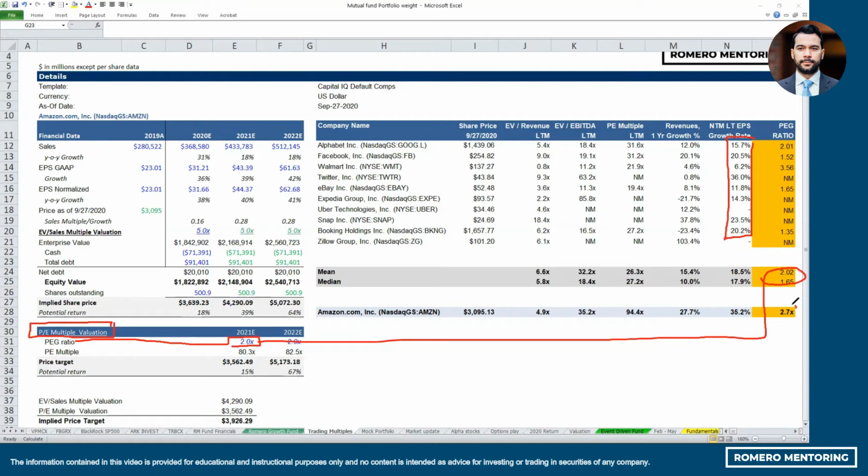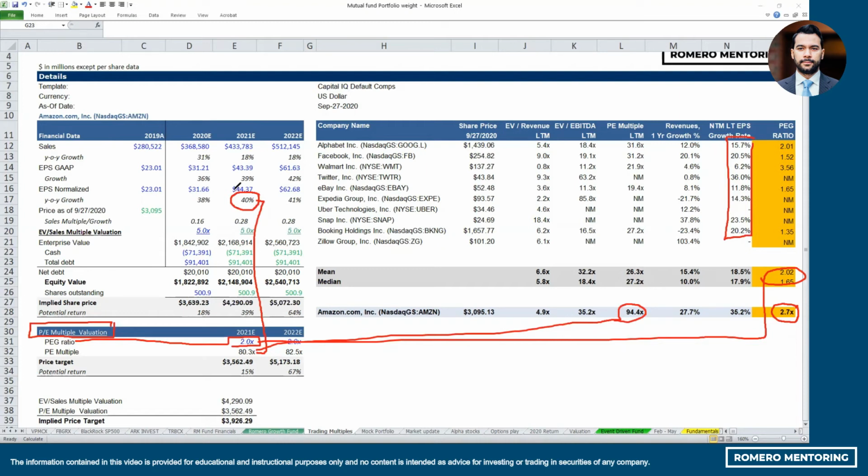And the market is paying 2.7 for that growth rate. So I'm just going to use the industry average. I'm just going to say 2. So if the market is paying 2 times for Amazon's growth rate, this growth rate that we're seeing right here, 40%, the implied PE multiple will be 80. The current multiple that Amazon has right now is 94. So I am actually being conservative with a multiple of 80 on Amazon earnings per share.